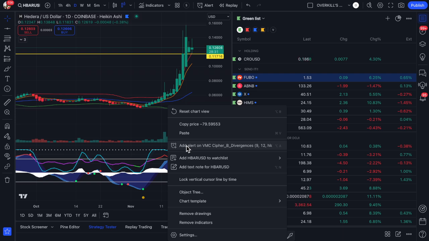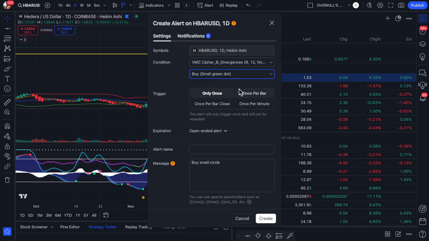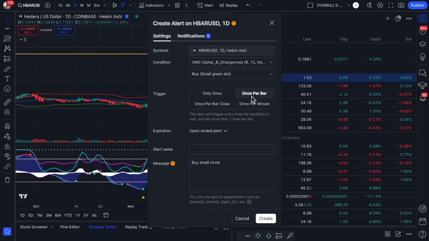You just right click on the indicator, you hit add alert, and you can set up golden dots on your assets if you want. I personally use the small green dot. All you got to do to set an alert is click whatever one you want to set. Again, I use the small green dots just so I'm always notified when one comes. I use once per bar.